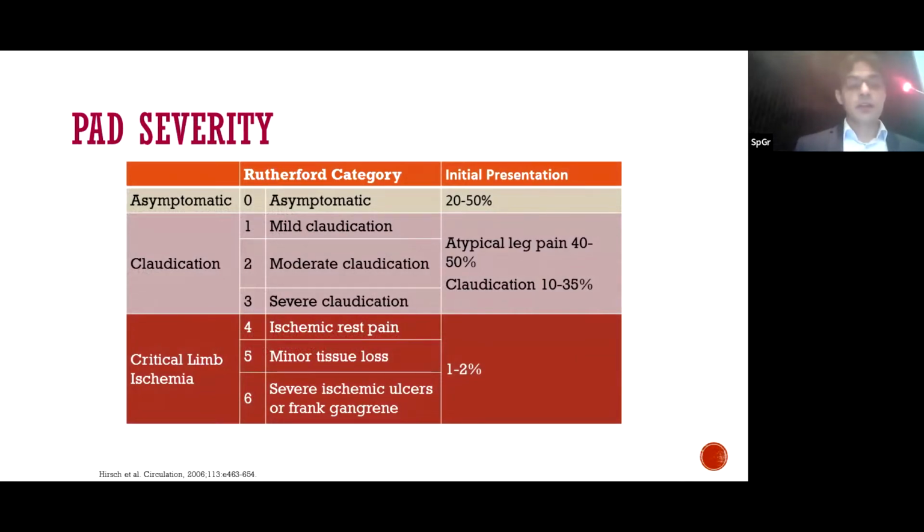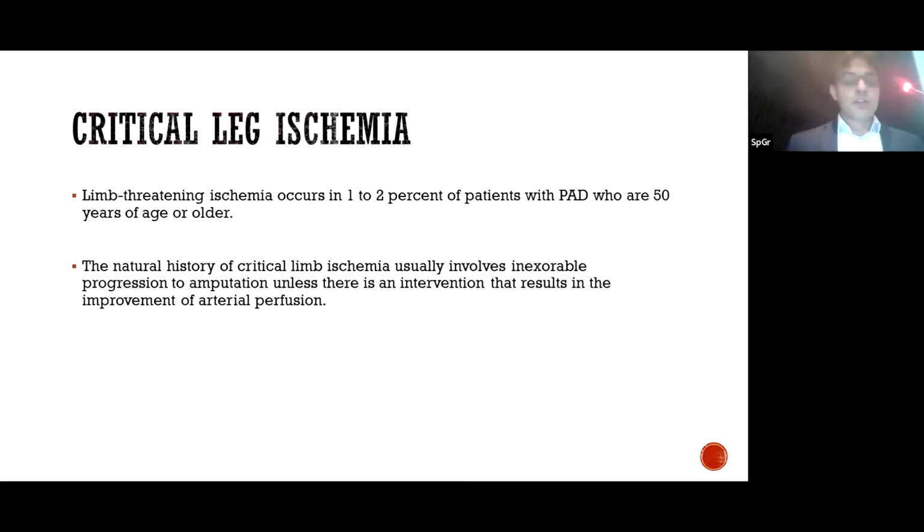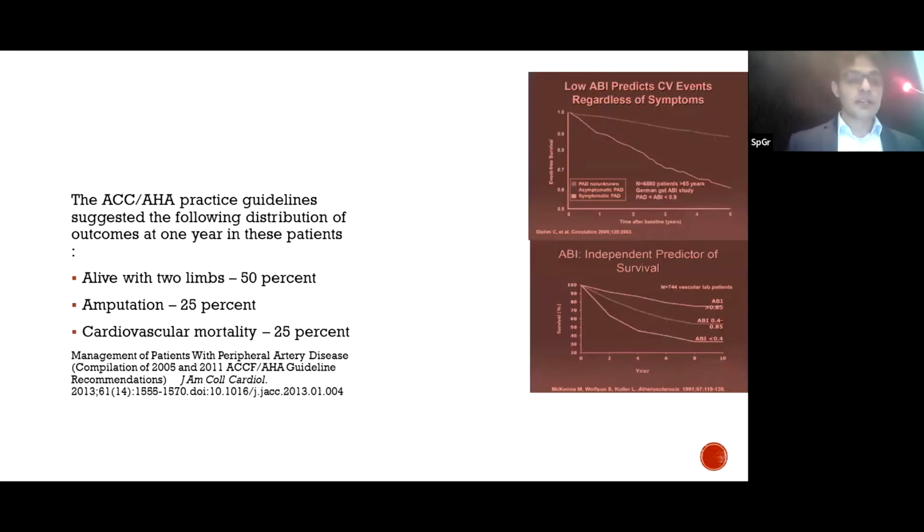If you look at the PAD severity, again, most of the patients are asymptomatic. Some of them are claudicants, but the focus that I'll be doing is on critical limb ischemia. Although it accounts for 1 to 2% of overall PAD patients, these patients have either ischemic rest pain or tissue loss. But if we don't intervene on these patients, they are going to lose their legs. Again, I'm not going to talk about the intermittent claudicants, just critical limb ischemia. There's no question asked. If we don't intervene on these patients, they are going to lose their legs.